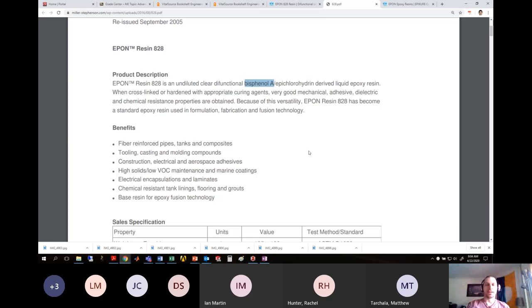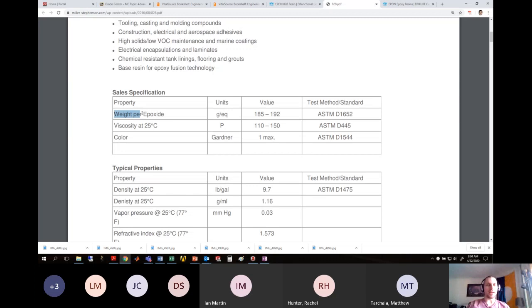A couple of additional things that you see here is weight per epoxide. So remember we talked about how many epoxide molecules there are inside of my resin. So how much weight is there for an equivalent mole of that particular epoxide? All right, so grams per equivalent mole of epoxide. The viscosity of this guy at 25C is 110 poise, so that's pretty thick.